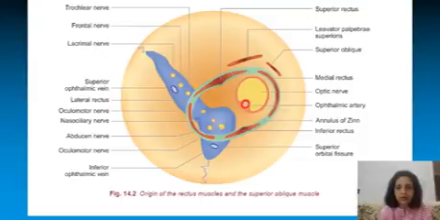This is the annulus of Zinn around the optic nerve at the orbital apex, and this is the superior rectus, that's inferior rectus, medial and lateral rectus. That is the superior oblique muscle.